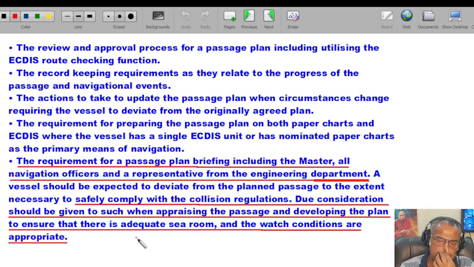That is, in case the vessel has to deviate, or if there are any changes of voyage orders, or if the vessel has to go immediately for some rescue, in case the vessel is nominated for that.